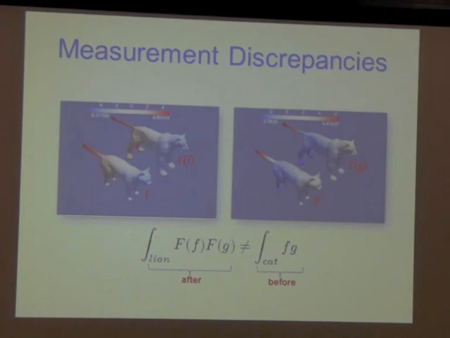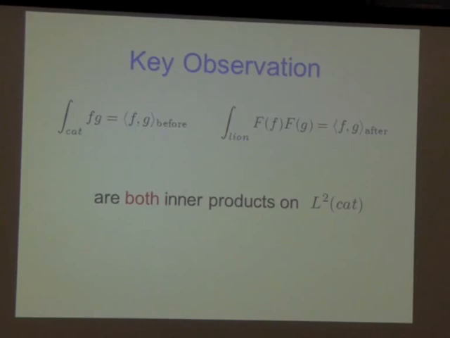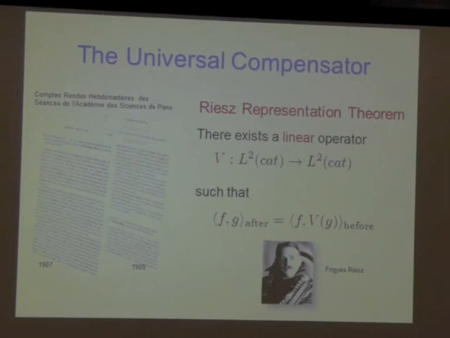But now notice the following. I'm measuring something on the cat, on the domain, by computing the inner product on the domain. Or I'm measuring it by transporting the functions over to the lion and then computing the inner product on the lion, but really this is just another inner product on two cat functions. So I'm just dealing with two different inner products on functions on the cat. And there's a classic theorem of functional analysis called the Riesz representation theorem that says any two such inner products are related by a linear operator, this V.